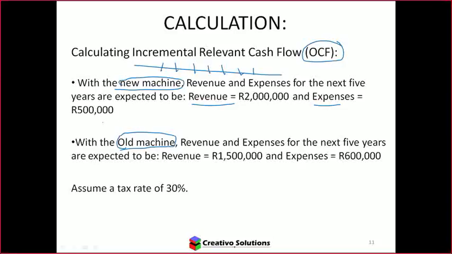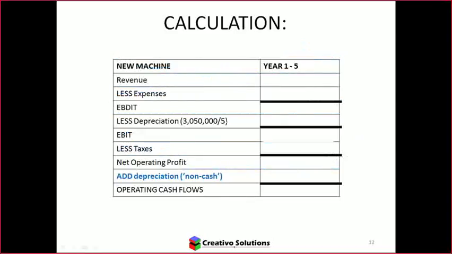No. Yes, no. The revenue and the expenses are consistent. Okay, yeah. Is that the same for the old? Should be then. Yes, okay, for the next 5 years, revenue and expenses will be 1.5 and 600. Those are the figures that you're going to have to substitute into the tables on the next two slides. There's the new, then you need the old. So recreate those tables.